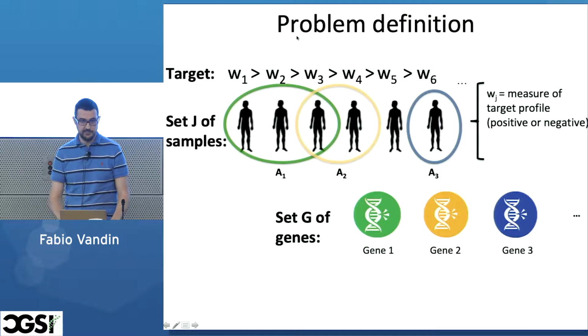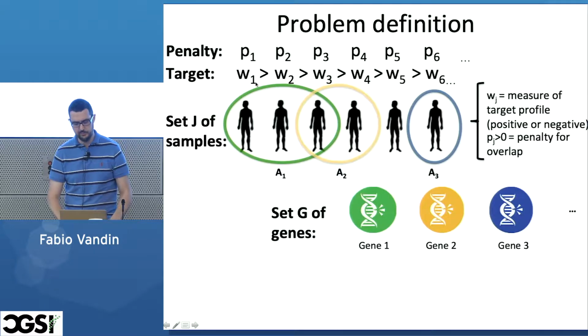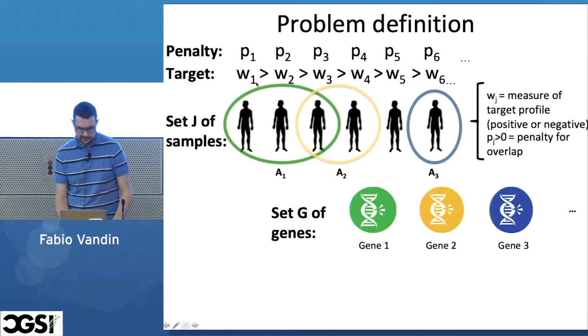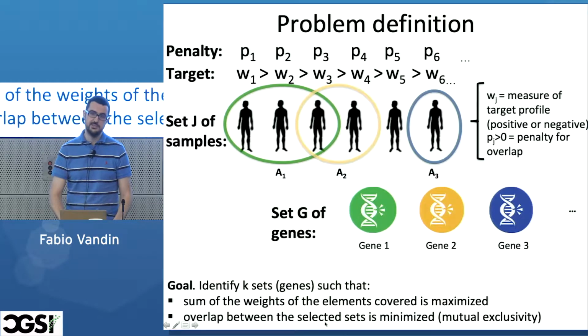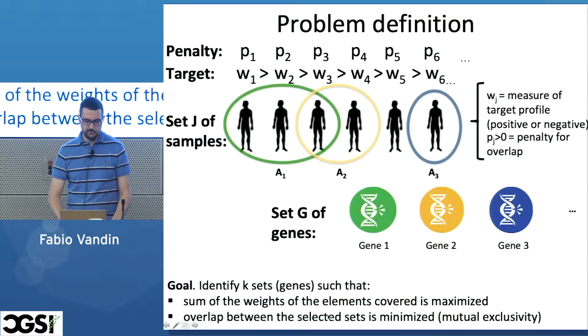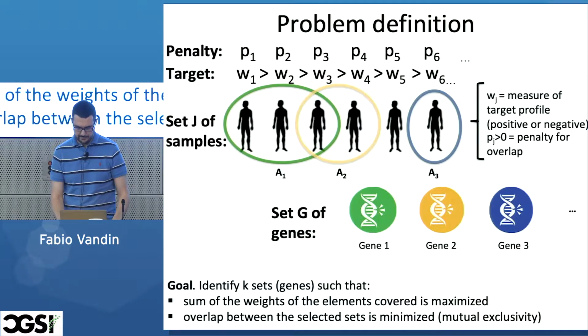Then, starting from this data, we associate to each sample a penalty that can be, for example, the average value of the target, or there are different ways to set it. So for each sample now we have a weight and a penalty. And our goal is to identify a set of k genes such that the sum of the weights of the elements that are covered by the set is maximized, so we have a high association with the target value, and there is a low overlap between the selected sets. This corresponds to enforcing mutual exclusivity between alterations.